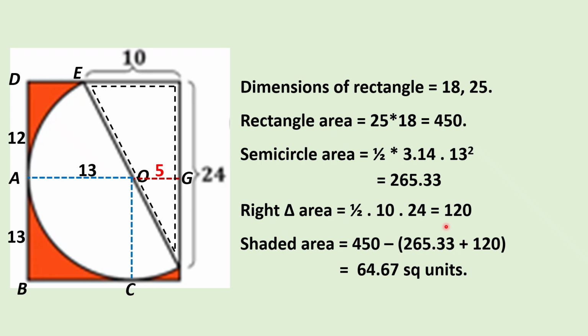So the shaded area would be the full rectangle minus the semicircle minus the right angle triangle. So 450 minus, within bracket, 265.33 plus 120, giving you 64.67 square units. So that is the area of the shaded region, the orange shaded region. 64.67 square units, the required area of the orange part of the rectangle.